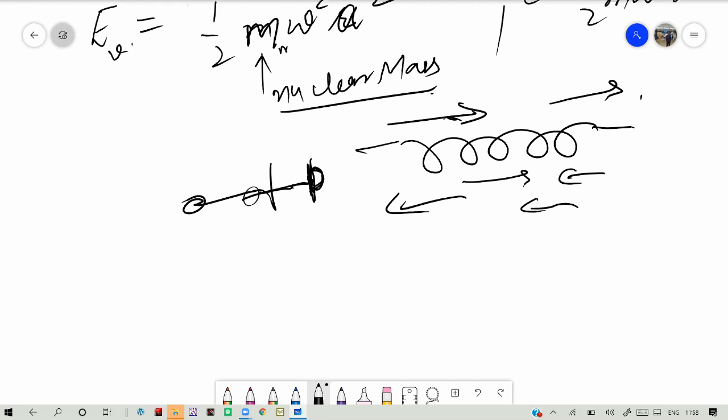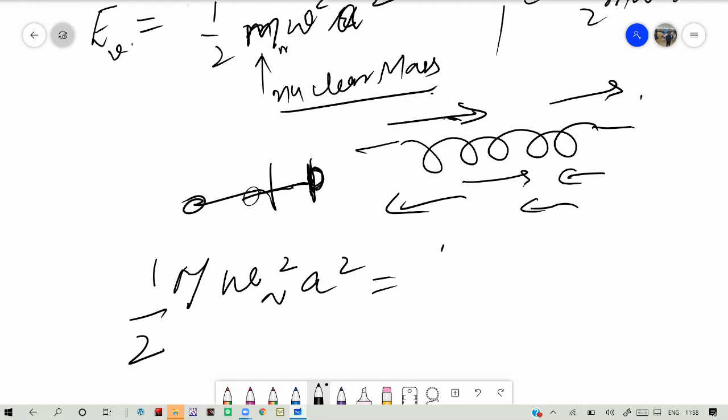This becomes approximately equal to the electronic energy. So I can write then m omega n square a square is equal to h cut square. Is it okay? Or is there some problem in this?